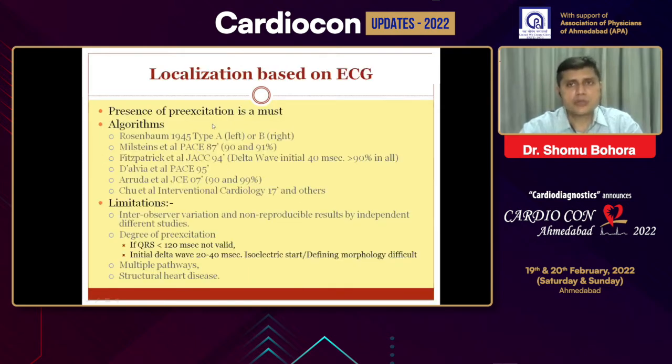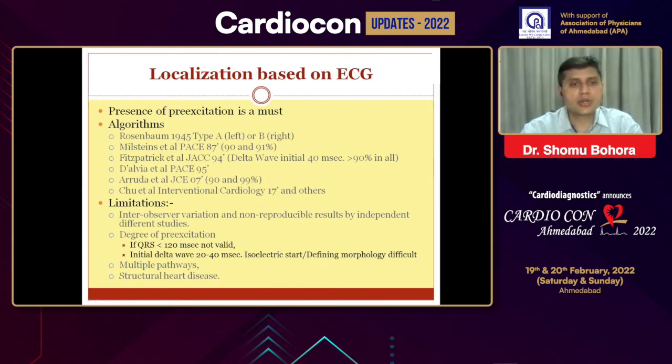For localization based on ECG, the presence of pre-excitation is a must. Algorithms date from 1945 by Rosenbaum et al., and right up to now there are many algorithms. The limitations are inter-observer variation and non-reproducible results by independent studies.